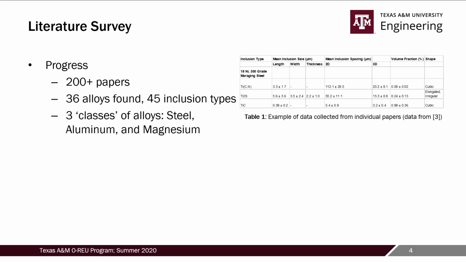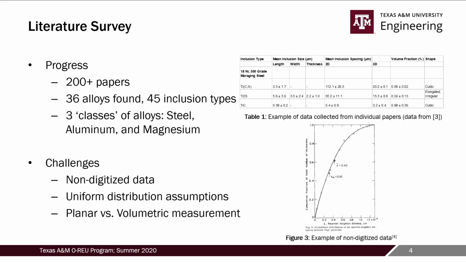During this portion of my research paper, I have gone through around 200 papers, from which I have managed to find data on 36 different alloys, with 45 inclusion types between them. In my survey, there seems to be three major classes of material for which data is available: steel, aluminum alloys, and magnesium alloys.